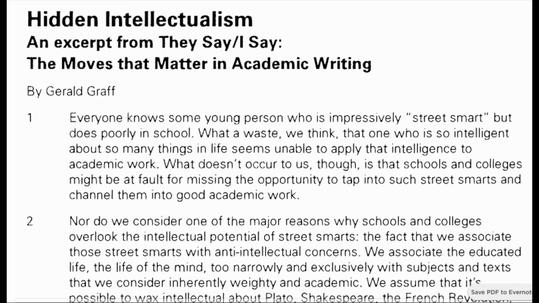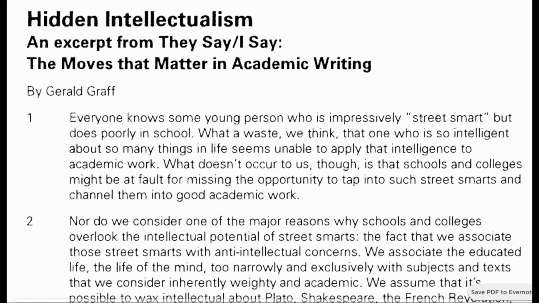Then Graff disrupts that position in his next sentence, his pivot. What doesn't occur to us, though, is that schools and colleges might be at fault for missing the opportunity to tap into such street smarts and channel them into good academic work. He will go on to argue in the next paragraph that schools and colleges shouldn't overlook how intellectual concerns can apply as much to cars, dating, and sports as, say, Plato, Shakespeare, and nuclear fission. But he first arrived at that argument by starting with a general, non-specific they-say position, that everyone knows who is street smart and that we consider it a waste, right?